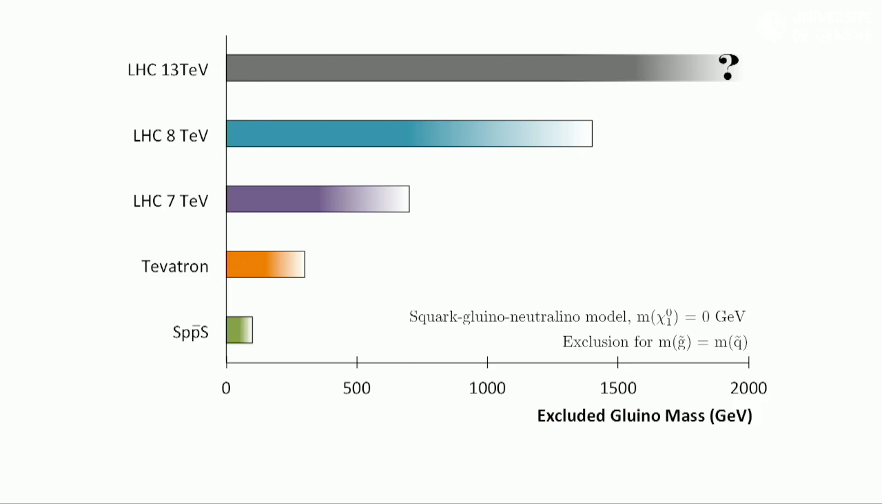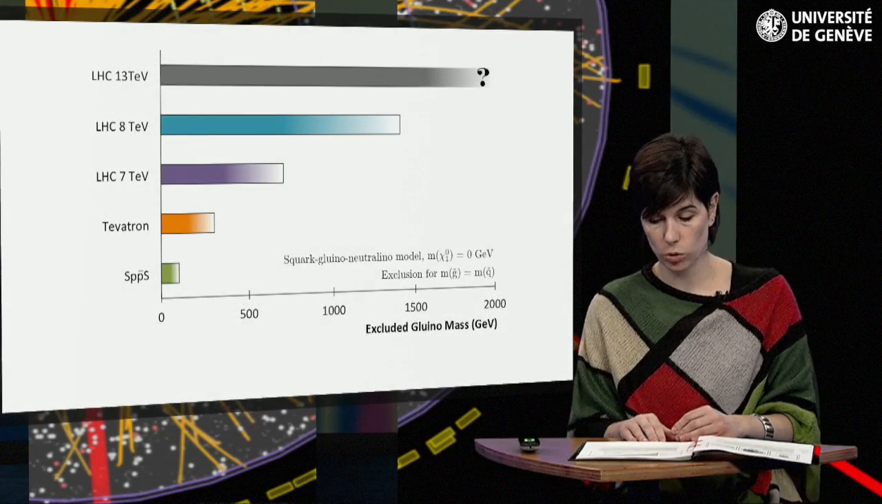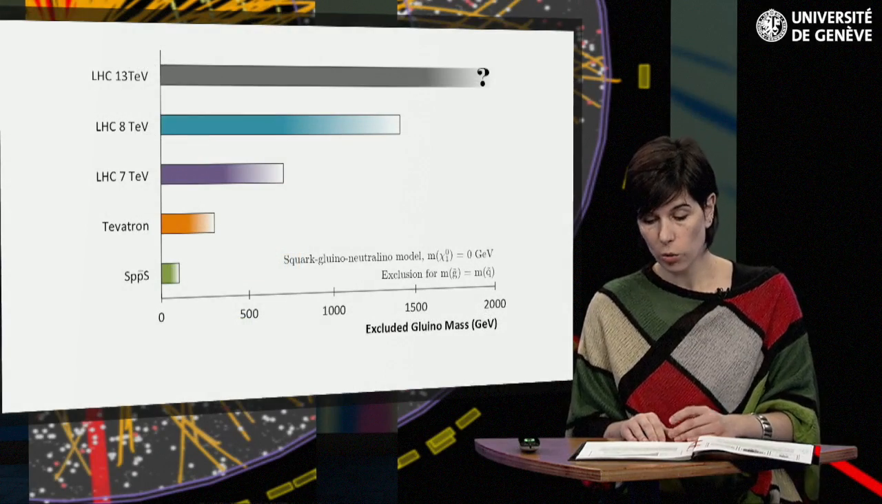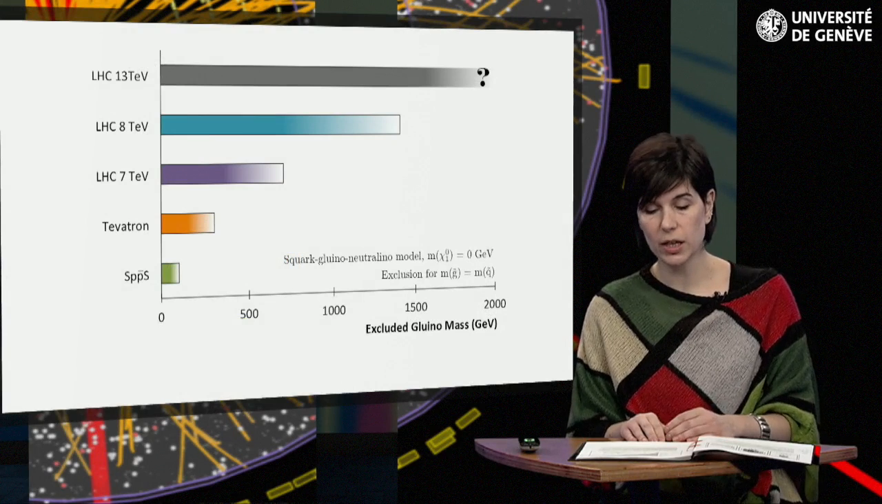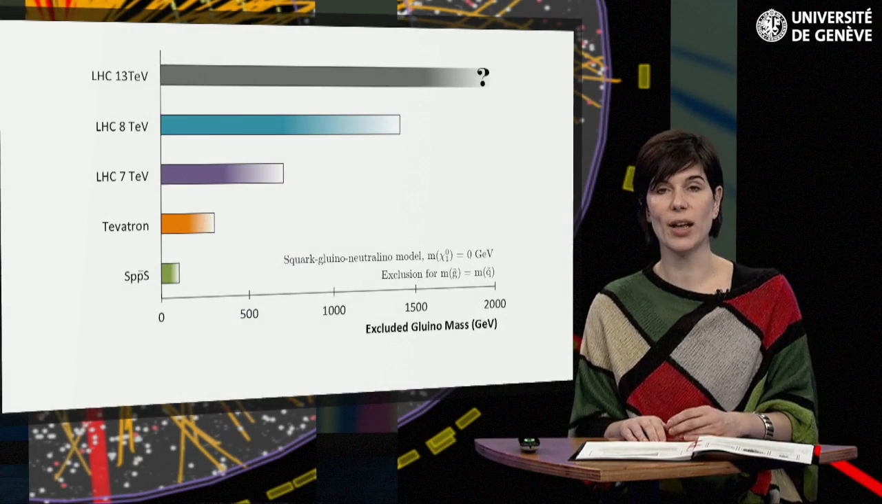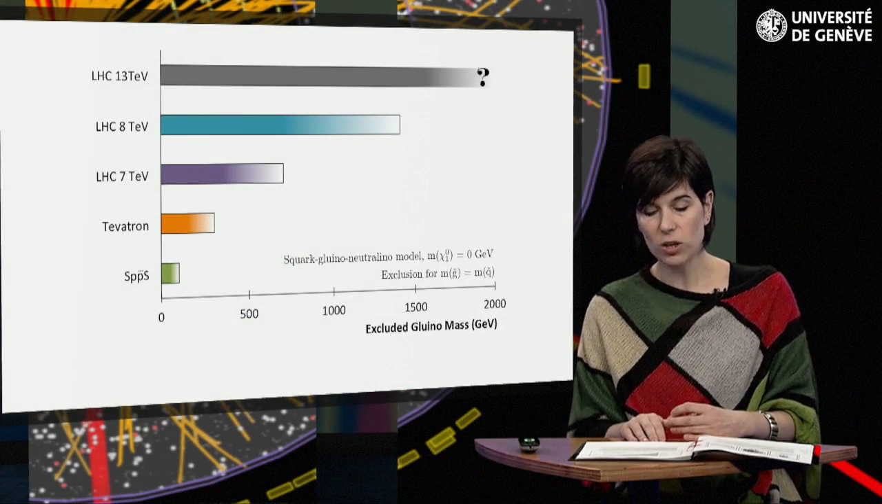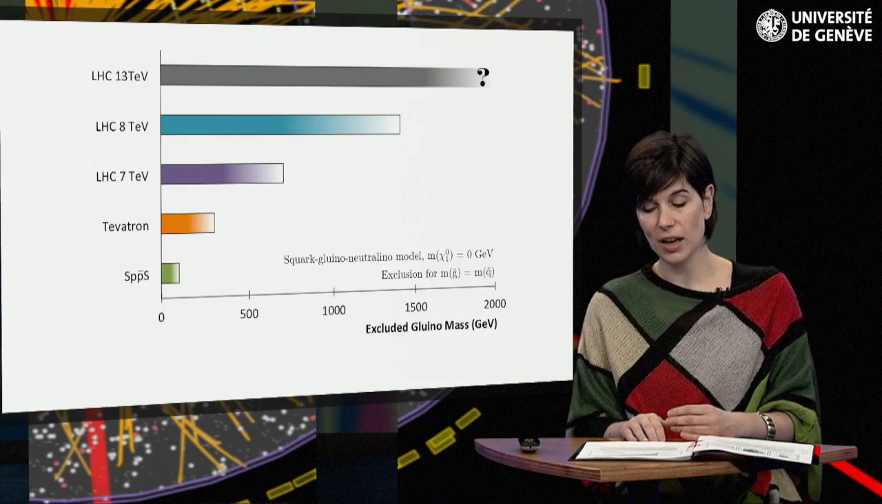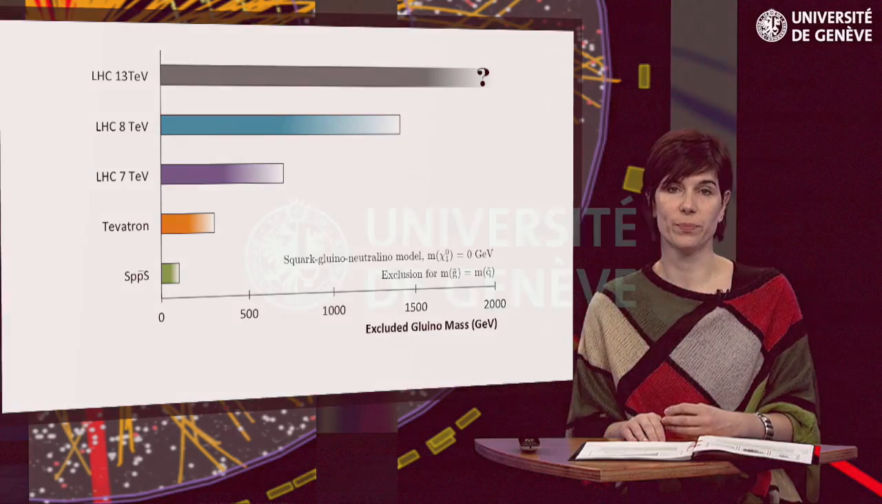This concludes the first video of this 7th module. In the next video, we will describe the tools physicists are using to make sense of the data collected at hadron colliders in order to produce physics results and search for new phenomena.